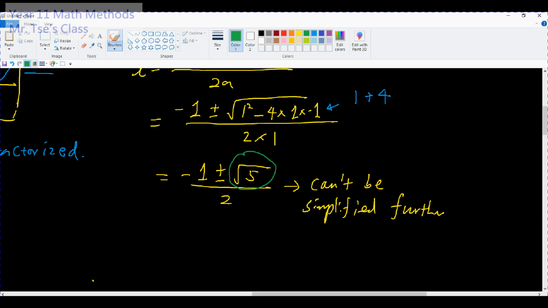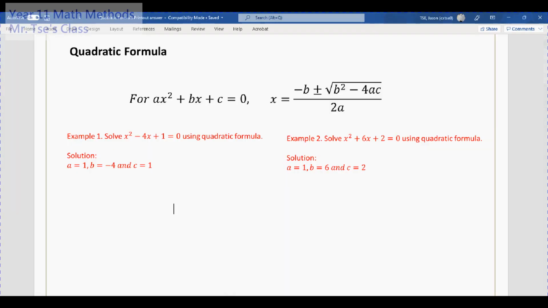Okay, anyway, let's go back to the handout. In the handout, I will ask you to solve quadratic equations using the quadratic formula. Even though in the exam, I might not ask you to solve them using the quadratic formula, if you can't solve them by using factorization, then you have to use the quadratic formula.